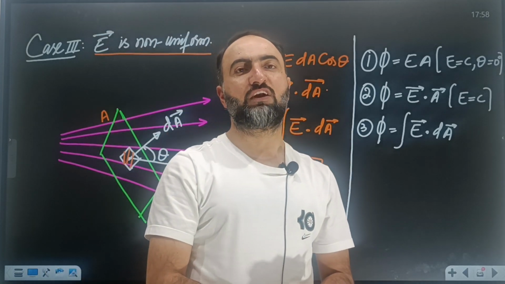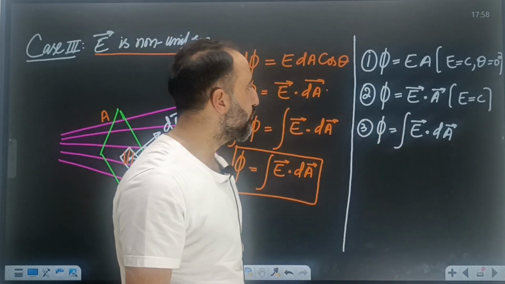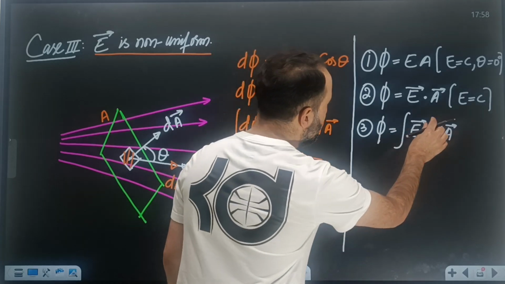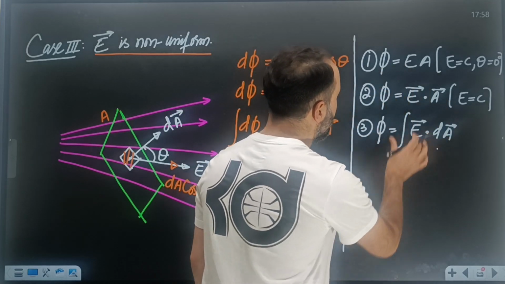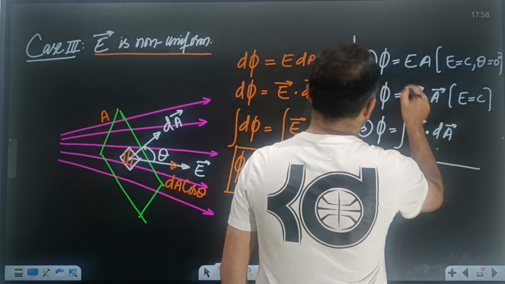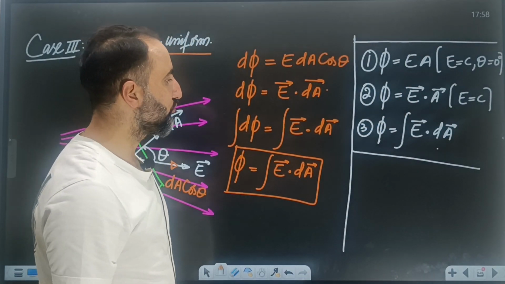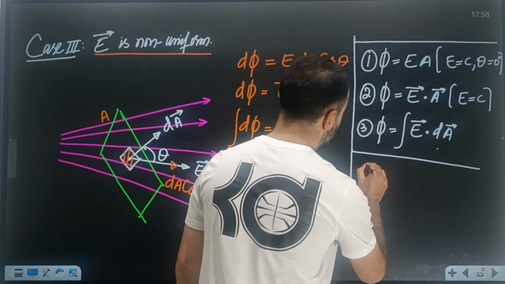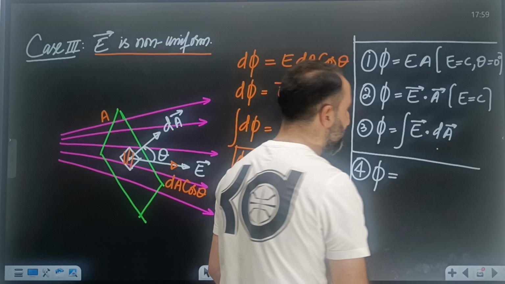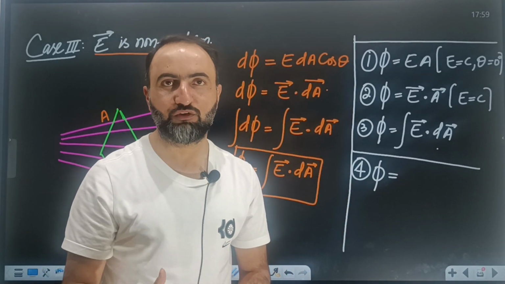Equation number third is true when electric field is uniform, and it is true when electric field is non-uniform. If, for example, electric field is uniform, then you can pull this E out of the integral, and the integration of dA will be equal to A, hence the flux will be equal to E dot A. So these are the 3 different equations to calculate the flux. Okay? And for a closed surface, if you want to calculate the flux for a closed surface, for example, a sphere or a cone or a cylinder, and so on and so forth.